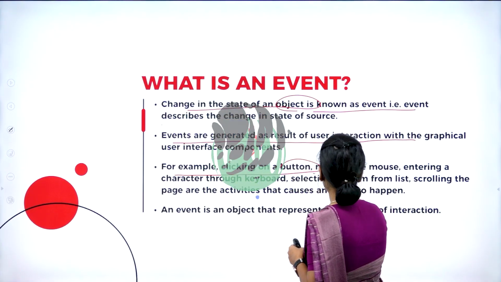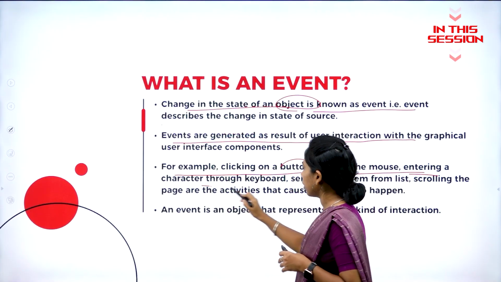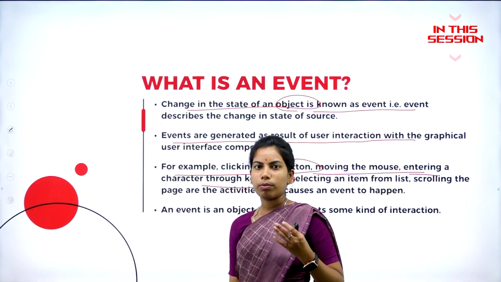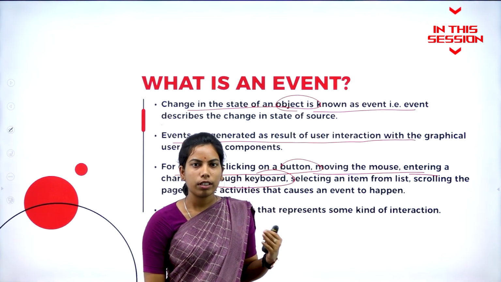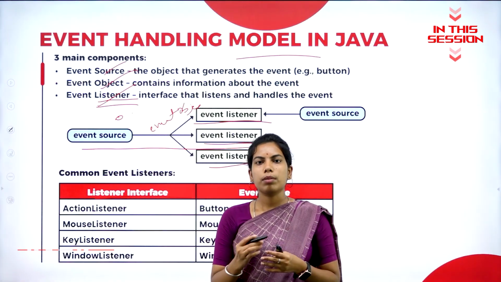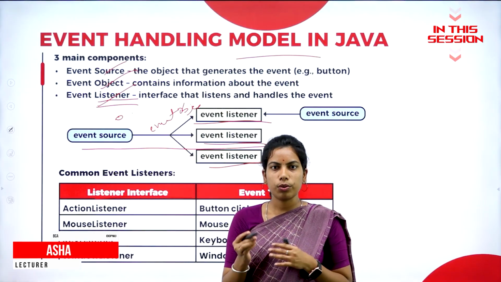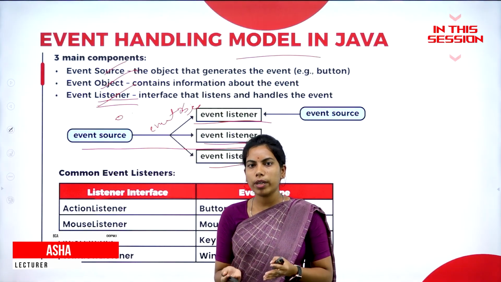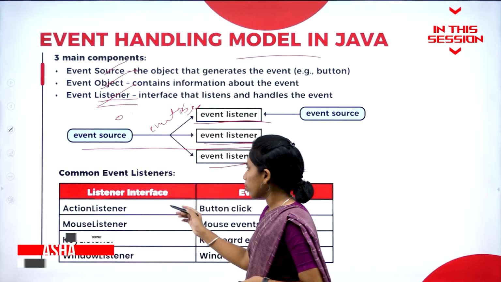Clicking a button, moving the mouse, or entering a character through the keyboard. These are considered to be what? Event handling, or examples of events. So it doesn't provide how to do the work in the method, but it tells that the work has to be done. That is what an interface is.